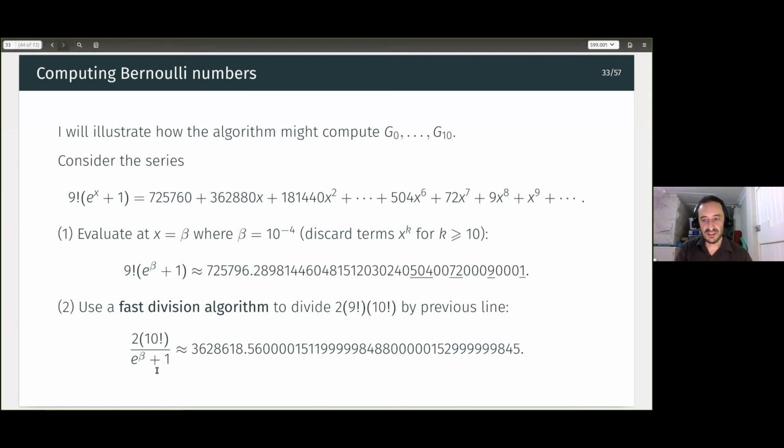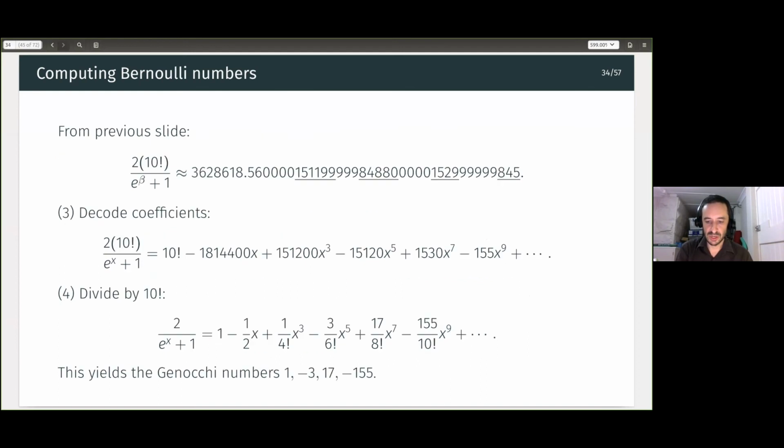Then you use a fast division algorithm, so a floating point division algorithm, to essentially compute the reciprocal of this number, scaled by some appropriate factorial constant, and you get this number here, and you'll notice there's lots of zeros and nines in there. So I'll just copy that onto the next slide. So that's the same number as before. And then these underlined numbers, you can sort of read off the integer coefficients of the corresponding power series. And that's because my 10 to the minus 4 has given me enough space between the coefficients. They don't overlap. So I can decode these coefficients.